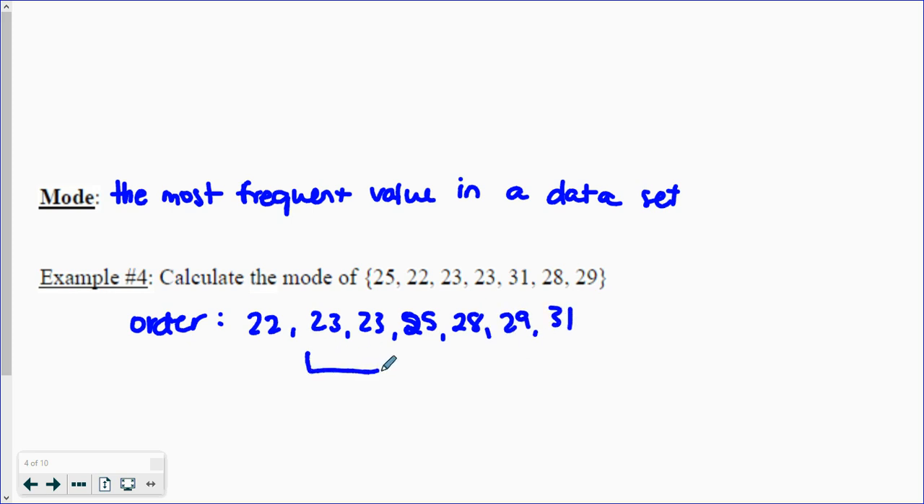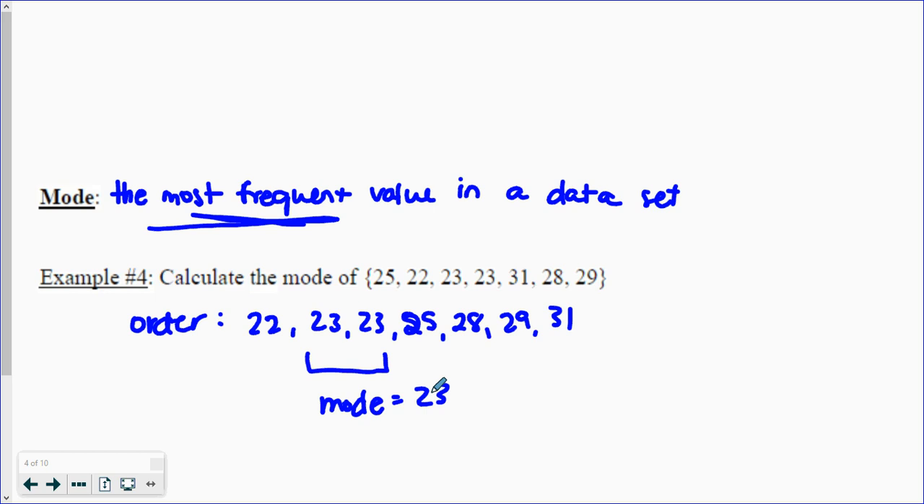So we see that the only one that repeats itself, again, that's saying the most frequently, is 23. So the mode is equal to 23. Again, mode, not really going to be a big part of our measures of central tendency, but still a good thing to understand.